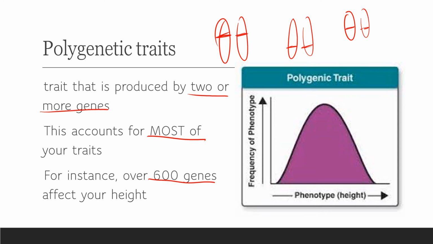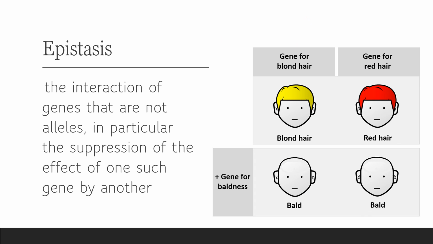And so the result of this for polygenic traits is you end up with a bell curve, meaning you don't have either/or. It's not going to be a bar graph. You're going to have some people that are extremely short, some people that are extremely tall, and then it's going to be a range to where this is your average height, right? You're not either 5 foot or 6 foot. You could be anywhere in between. You don't have brown eyes or blue eyes. You could have any shade in between that. So most of your traits are considered polygenic. And so these are going to be traits that are produced by 2 or more genes.